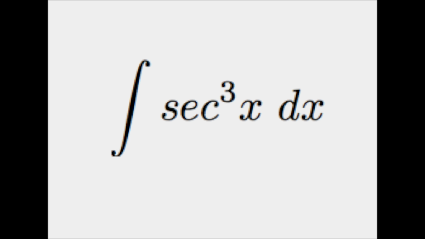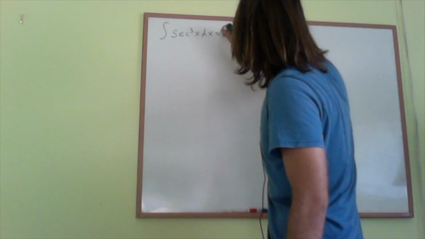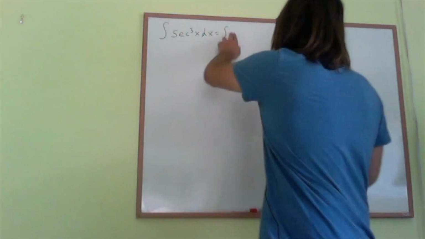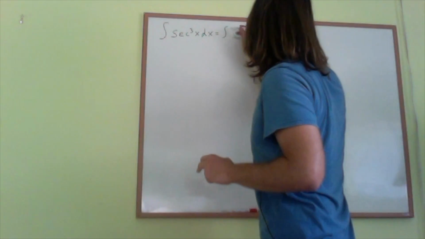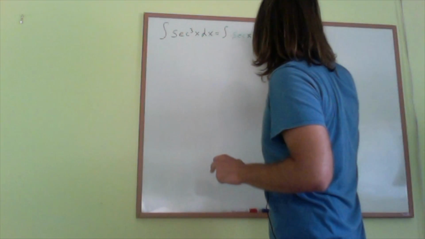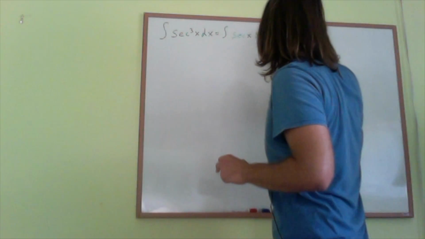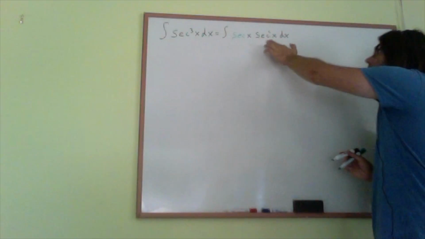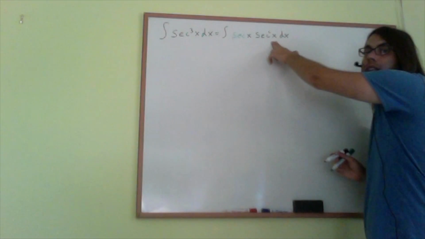For my next example, I wanted to go over the antiderivative secant cubed of x dx. This one you actually do by parts, and you do that by breaking it up as follows. We have secant of x times secant squared of x dx. And you want to do this because the antiderivative of secant squared of x is tangent of x.